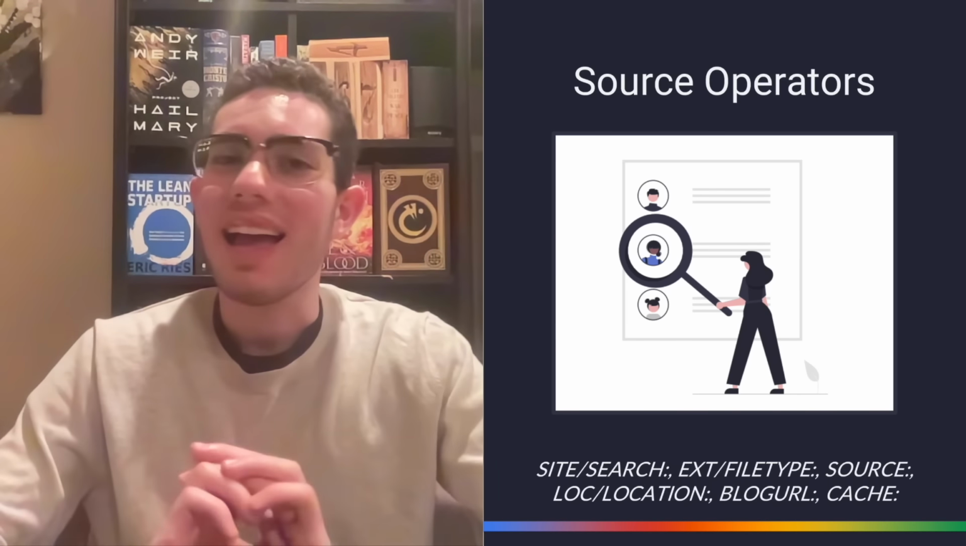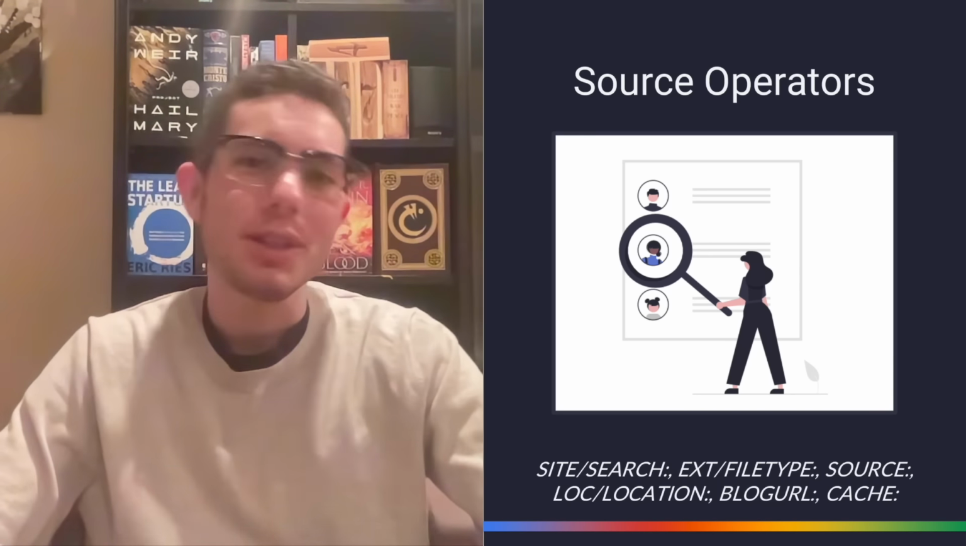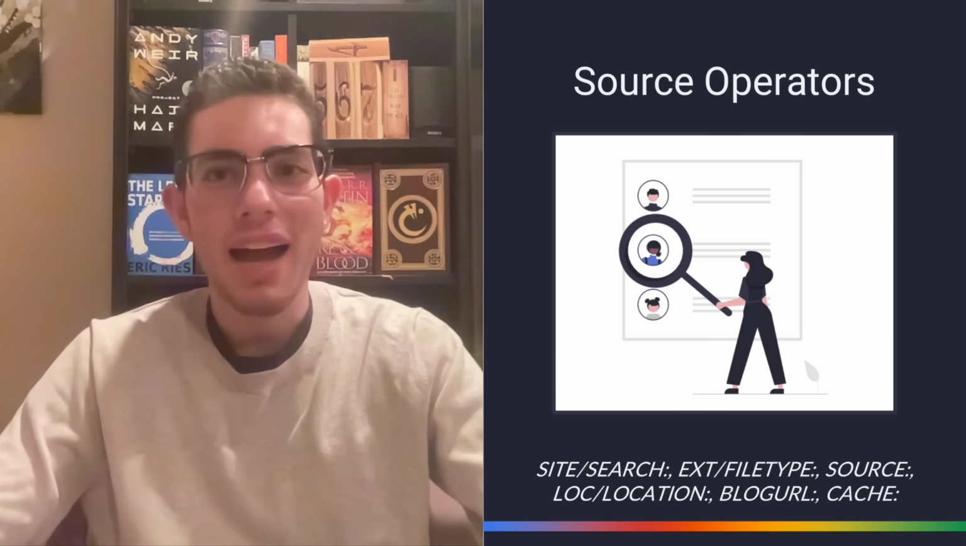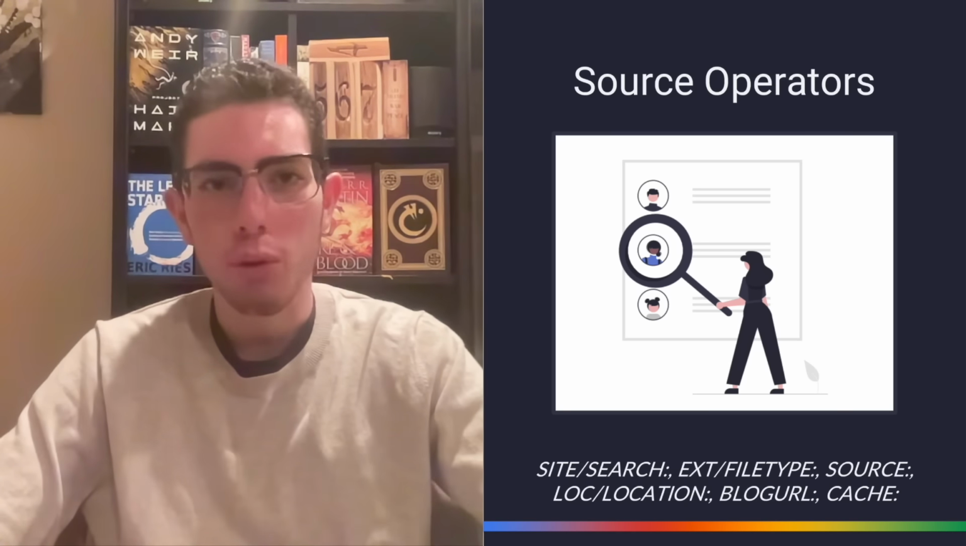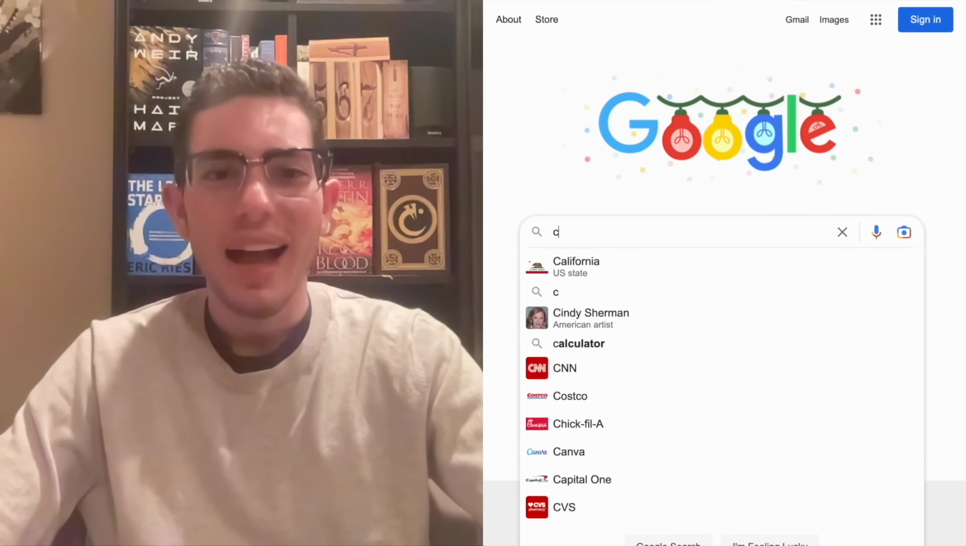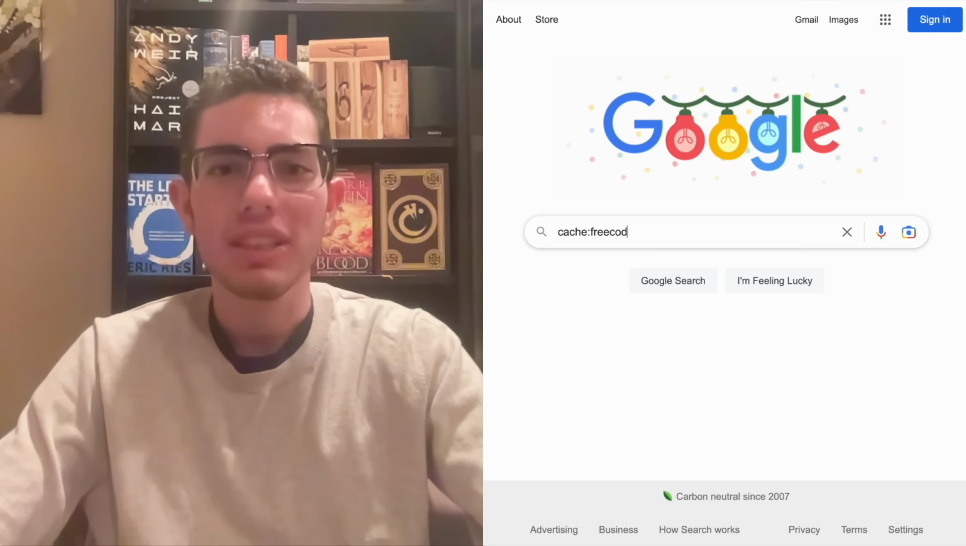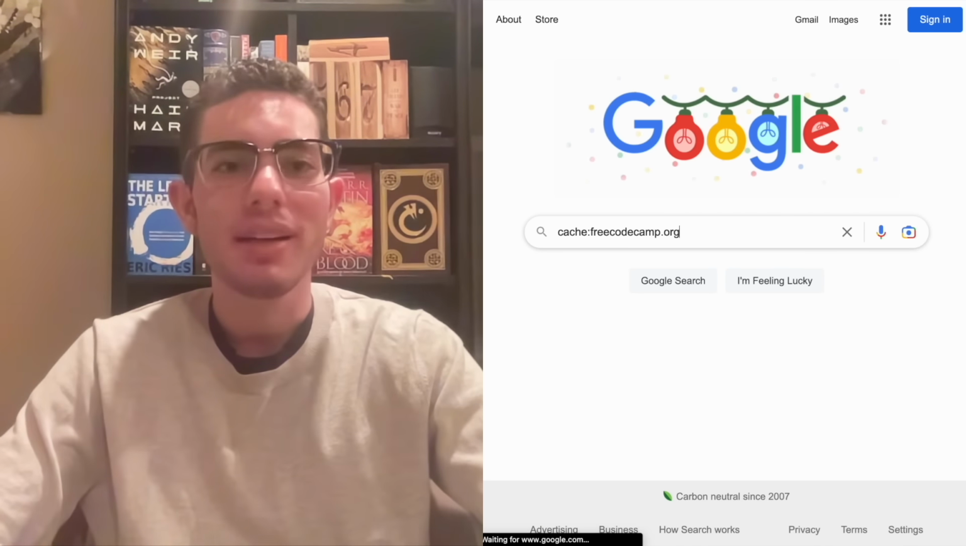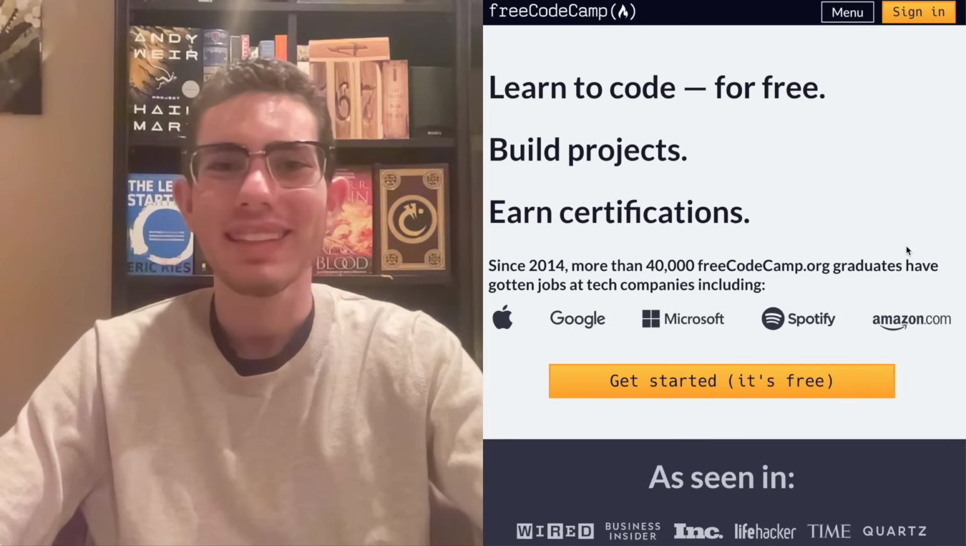No website is ever able to escape going down every so often. You can utilize the cache operator to pull Google's cached or backup saved version of any website. For example, I can see all of freeCodeCamp's articles, even if the site is down, by typing cache:freeCodeCamp.org.